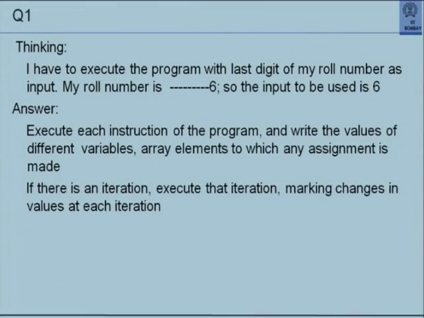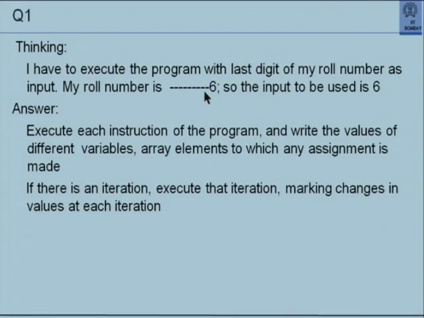It says, write the exact output when the following program is executed with input formed by the last digit of your roll number. If roll number is 11050038, input for R is 8. If it is 10D1410, input for R is 0, etc. So what I have understood, the input to this program is the last digit of my roll number. You will notice I have written here, if my roll number is something, so the input is 6.